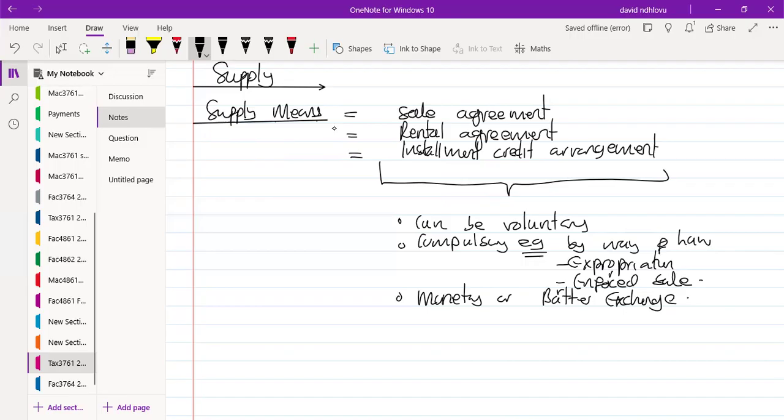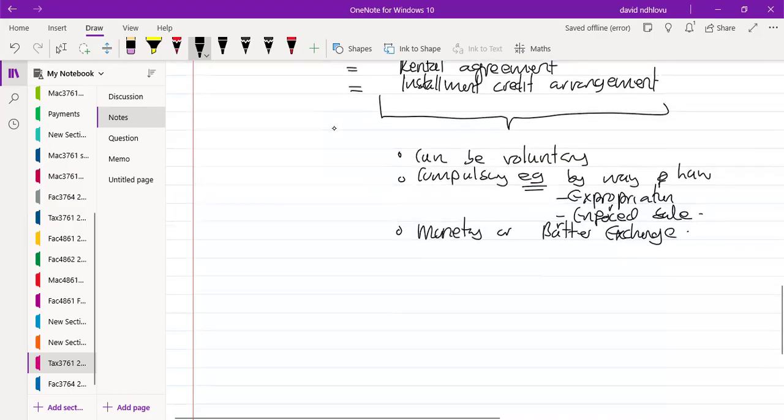If you sell something by lay-by, it's a supply. If you sell for cash immediately, that's a supply. If you are forced by the government to sell an asset, that's a supply. If it's expropriation, the government wants to build a road, your house is along the line, then they force you to actually sell the asset. Of course, they pay you. That's expropriation, but this time with compensation. So in that instance, again, it constitutes a supply. So you must be very clear about this.